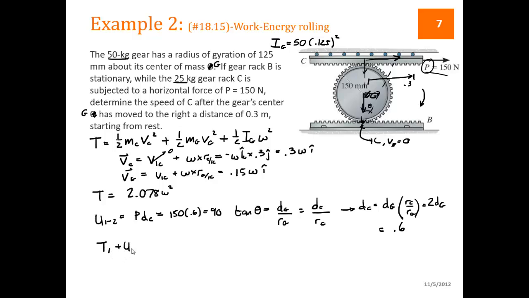T1 plus U from 1 to 2 is equal to T2. It says it starts from rest, so T1 is 0. So we get 90 is equal to 2.078 times omega squared. Omega is equal to 6.5809. But we don't want omega in this problem. We want the velocity of the upper rack. We want VC. Well, VC right here is 0.3 times omega. So VC is equal to 1.97.